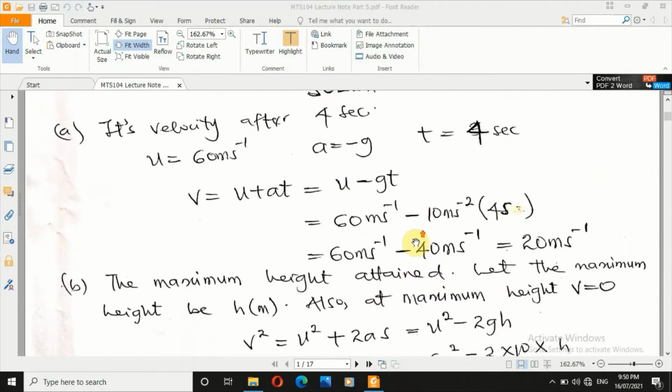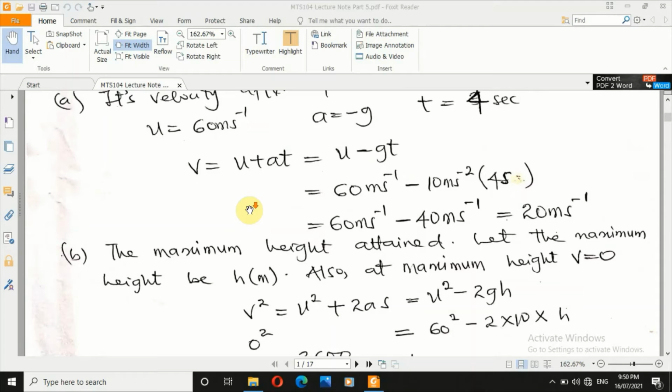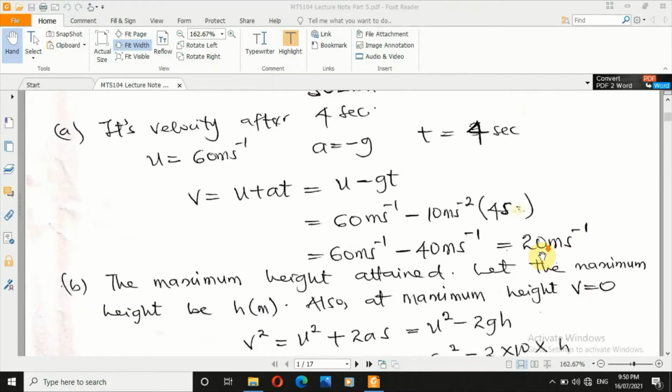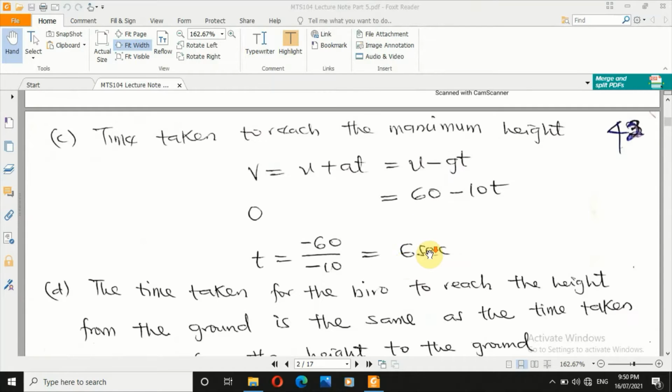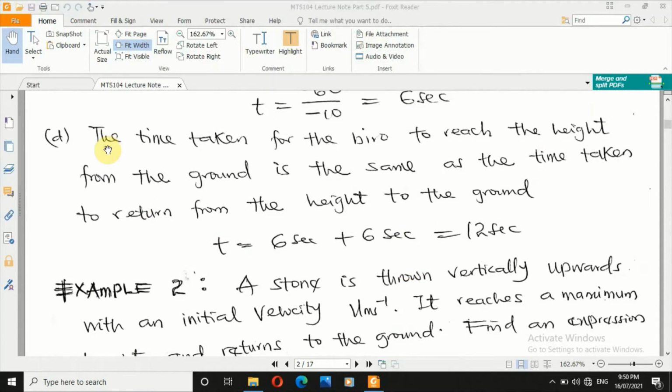So which means that after 4 seconds, the velocity is actually 20 meters per second. Then the maximum height is 180. Then it means that at exactly 6 seconds, the object will reach the maximum height. Now, the time taken for the barrel to reach the height from the ground is the same as the time taken to return from the height to the ground. What I am trying to say is that if from here to here is 6 seconds, then from here back to this point we also go 6 seconds.